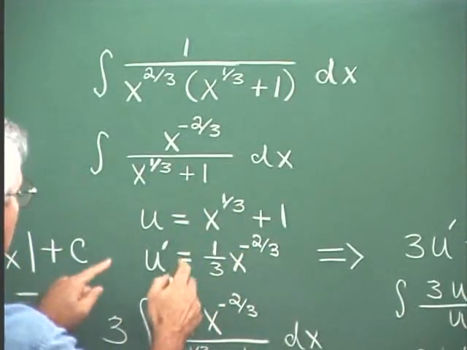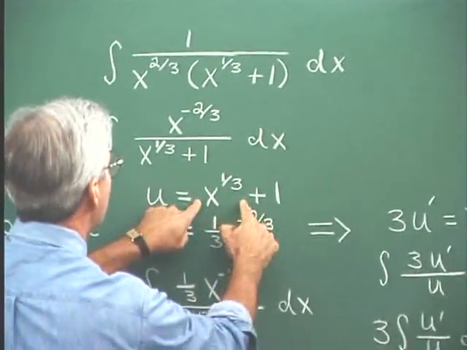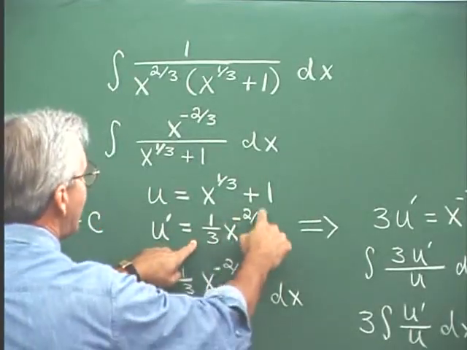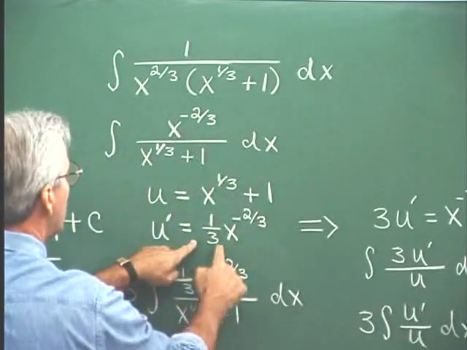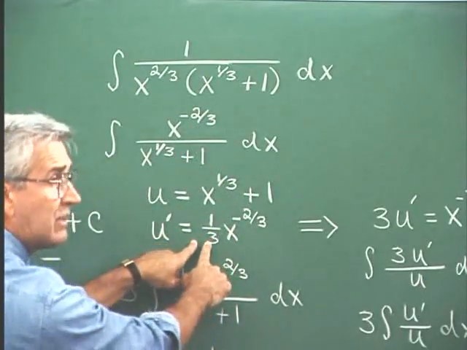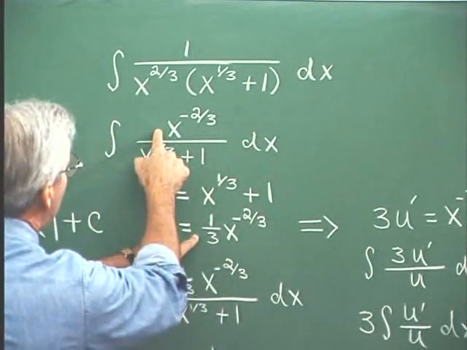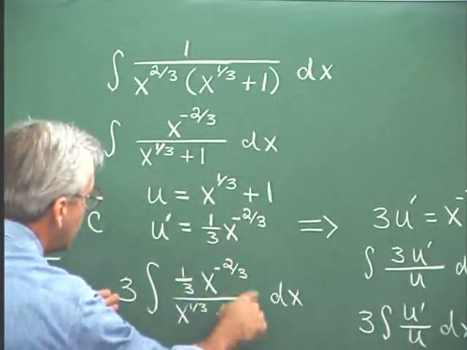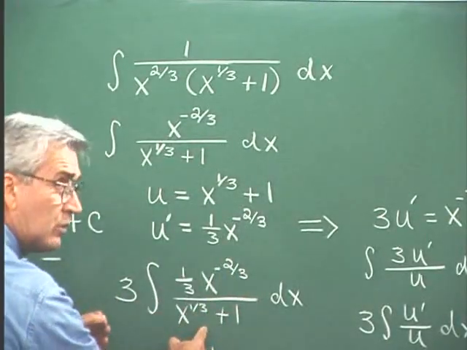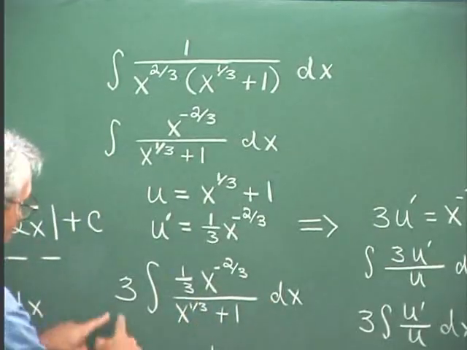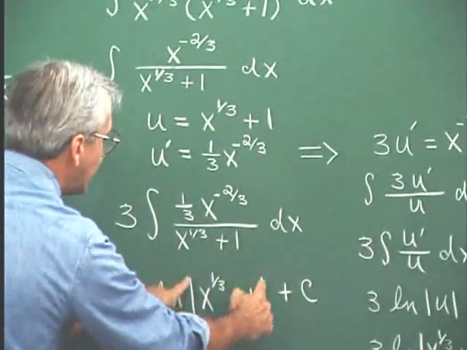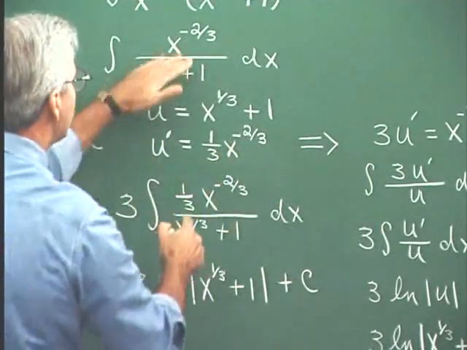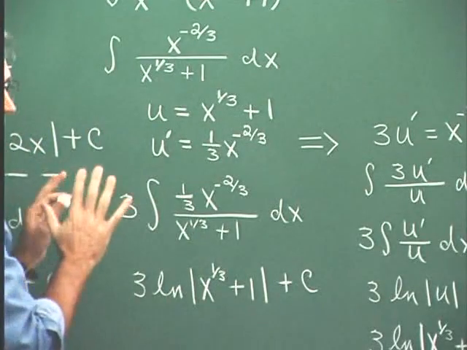So the u prime, let's see, the derivative of x to the 1/3 is 1/3 x to the negative 2/3. Well, that's nice because we have the x to the negative 2/3 already up here. We just need the 1/3 factor, and this kind of reminds us of that. And so we'll pop in the 1/3 factor here and a 3 out here, and then we're ready to go. Now we have the conditions that we're after. It's u prime over u dx, and so it's 3 times the natural log of the absolute value of the denominator plus a constant.